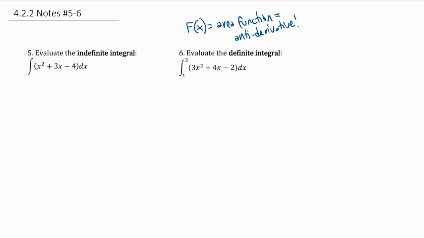Just like when we were calculating derivatives, sometimes we would find the slope function, aka the derivative, and sometimes we would find the slope function at a point and we plug in a number. Same thing here. If you find the area function, that just means find the general function. And if you're finding the area function between two values, then you're actually plugging in the numbers. So the area function is the antiderivative.